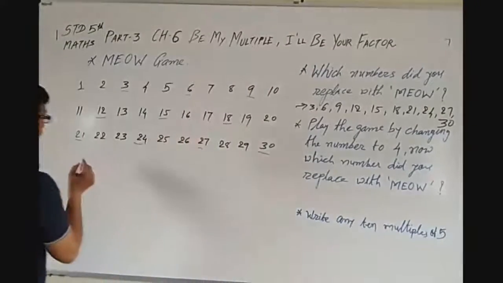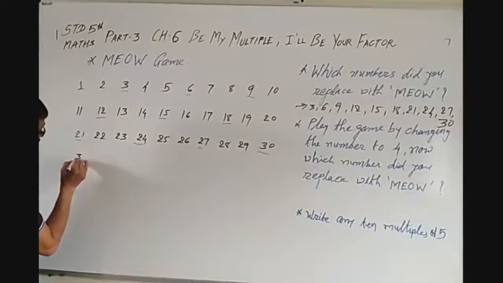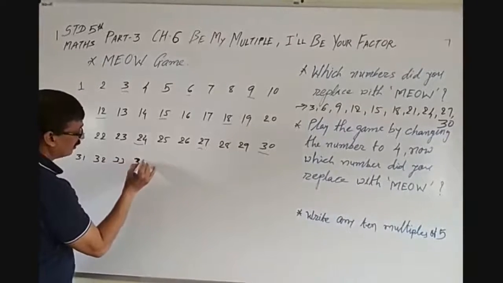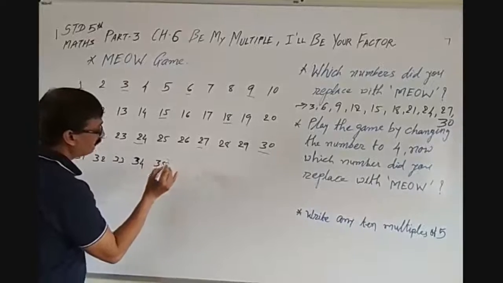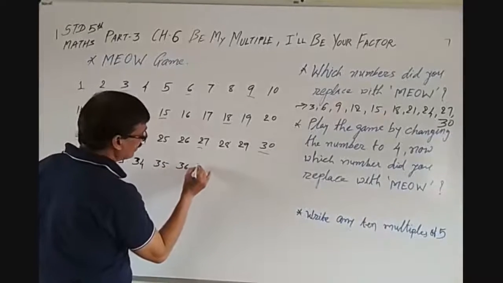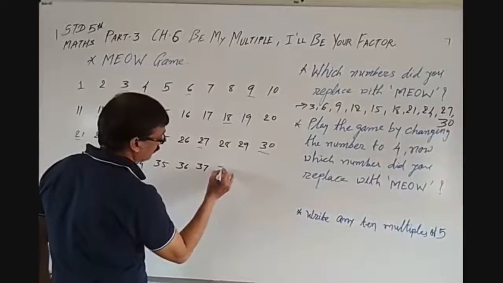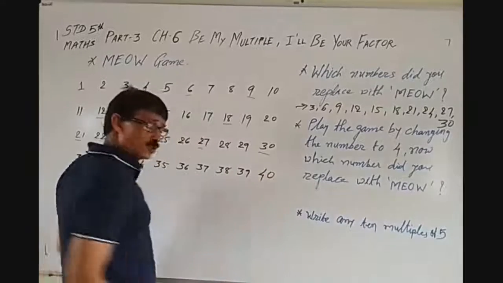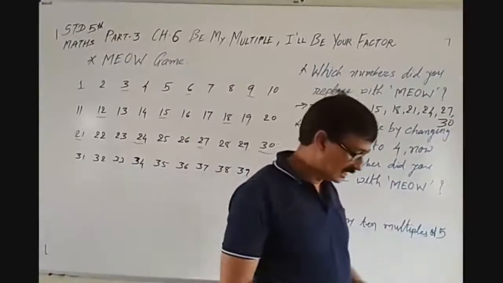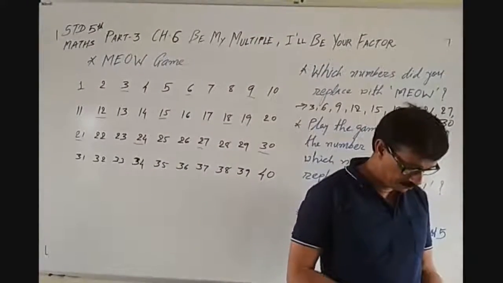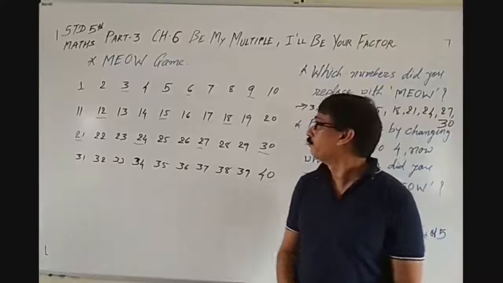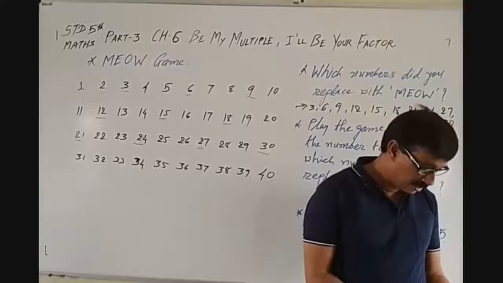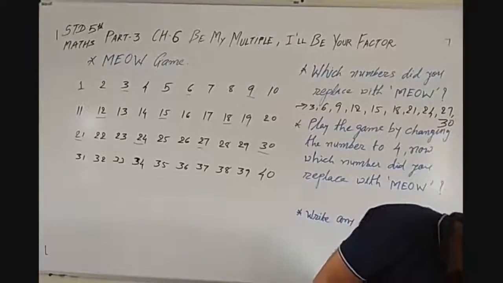see, this is 30. Let me write some more numbers. This is 31, 32, 33, 34, 35, 36, 40. So then we can play this game very easily. Okay, and now I will do it with the color blue. Okay, so let's go with this.